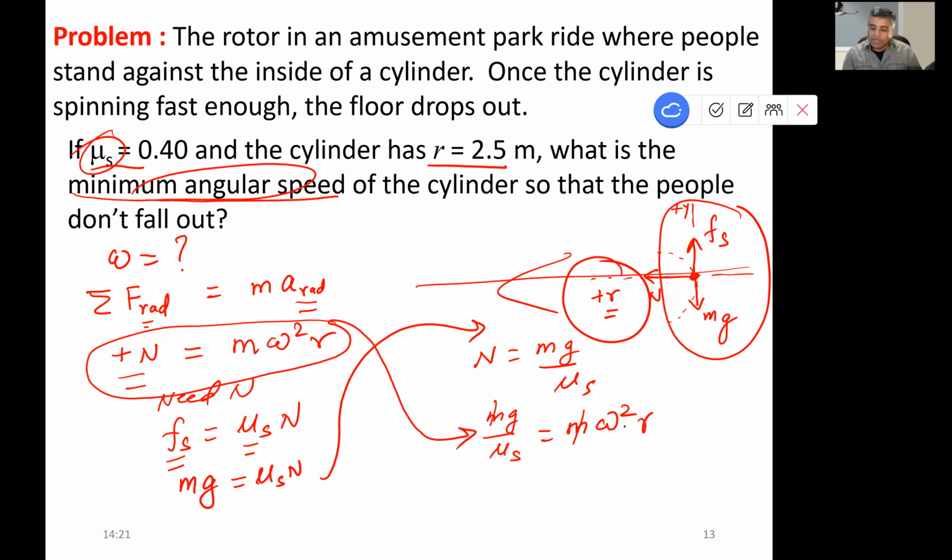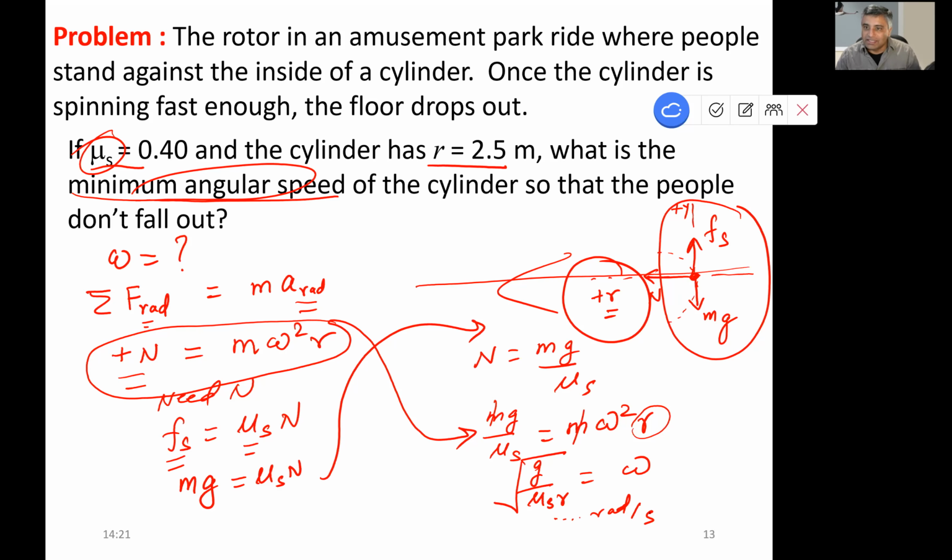And we are looking for omega, which means we need to move this r from this side to that side. Oh, it's in the numerator, so it's going to go into the denominator. So g over mu s times r is omega squared. So omega is going to be the square root of this. So g we know, mu s is given, r is given. That means we know omega, and the unit of omega is going to be radians per second in this case.